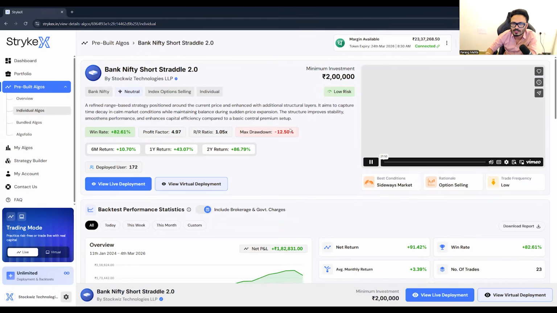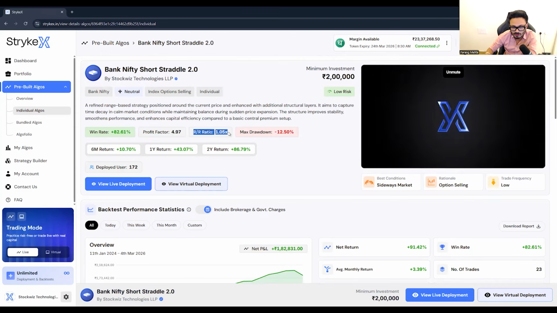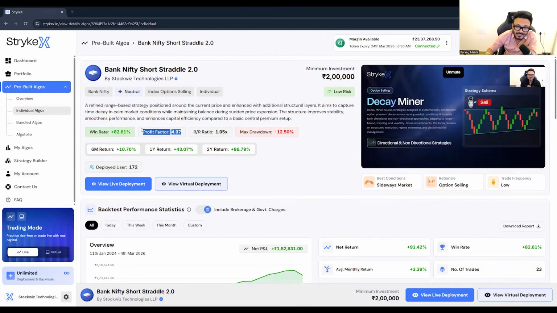So let's open this up. Now, this strategy has an 82% win rate, a risk reward ratio which is at 1:1, but a profit factor of 4.97. Now, I told you, always look at profit factor. Higher the profit factor, the better it is. And now the strategy also tells you that the best conditions are for sideways market, rationale is option selling, and trade frequency is low.